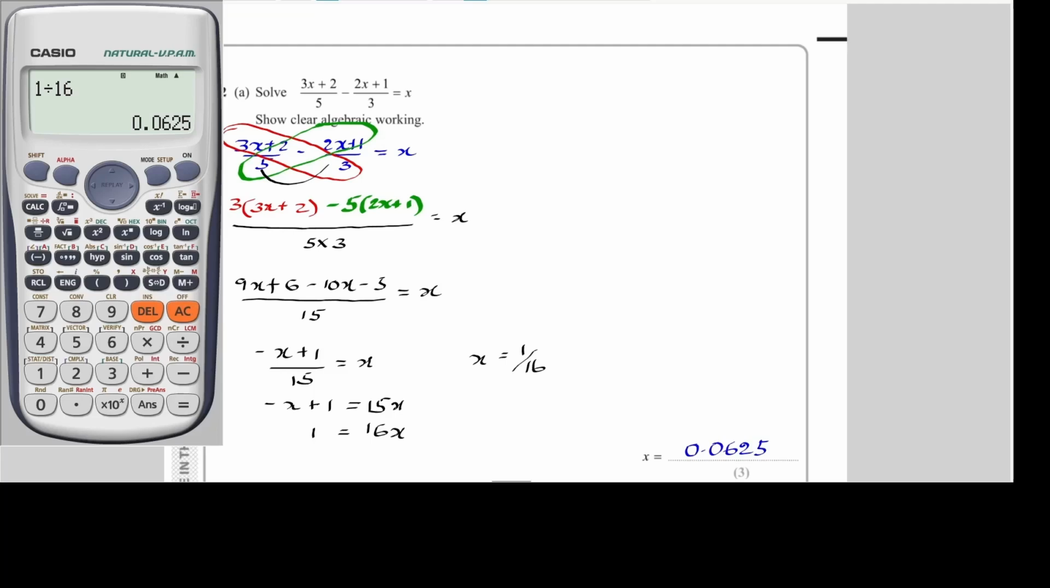Let's move on to part B. Part B, we need to subject a letter. Make C the subject of the formula f equals root of a plus bc over c minus d. Right? Let's write down this equation first. F equals root of a plus bc over c minus d.